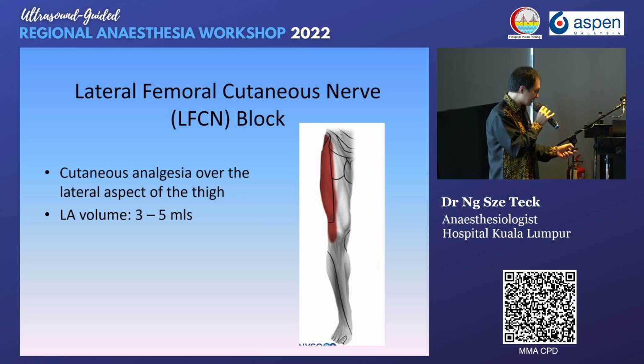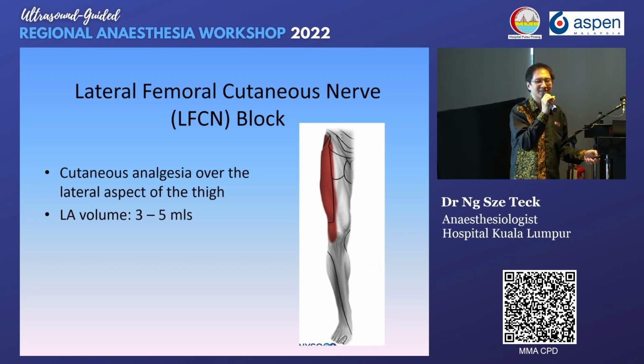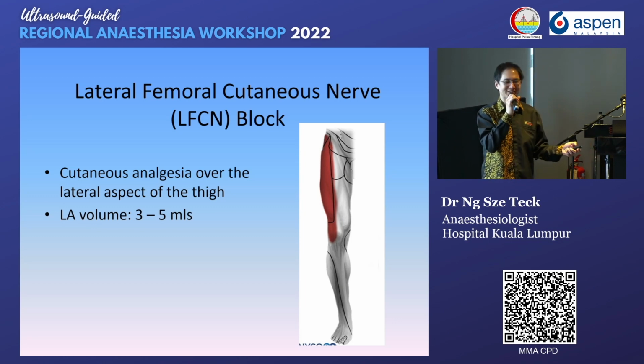The distribution is just the cutaneous distribution of the lateral part of the thigh. So if your surgeon wants to incise, like when they want to put a plate, it is useful. And being a small sensory nerve, you don't need high volume. You just need 3 to 5 cc. You can go up to 10, but I think it's too much.